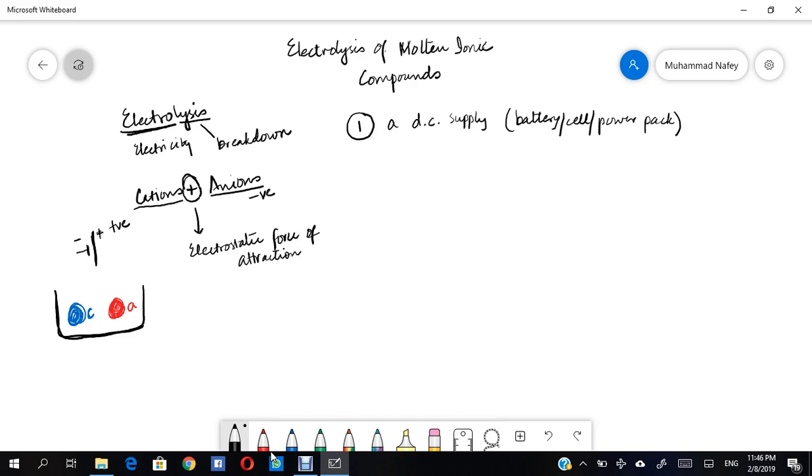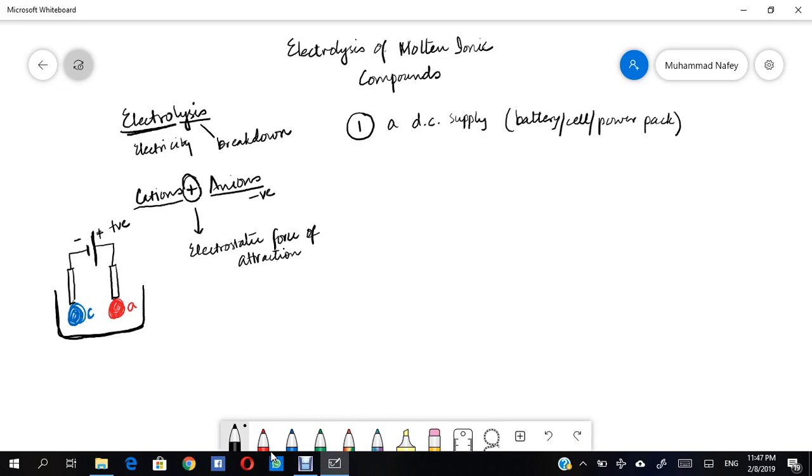And therefore, anything attached to it will remain negative throughout the electrolysis, and anything attached to this terminal will remain positively charged throughout the electrolysis reaction. However, this is not the case with an AC supply.